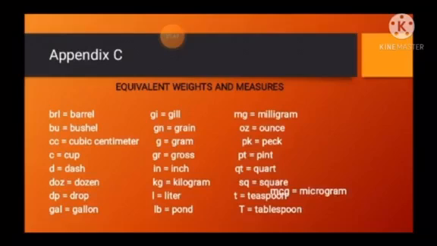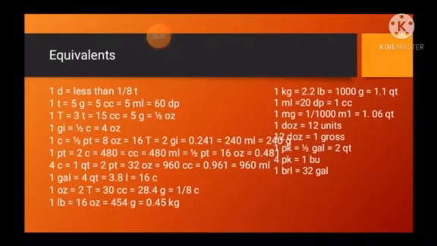kg equals kilogram, L equals liter, LB equals pound, mg equals milligram, oz equals ounce, pk equals peck, pt equals pint, qt equals quart, sq equals square, mcg equals microgram, t equals teaspoon, T equals tablespoon. So here is the equivalent to get the right measurements.